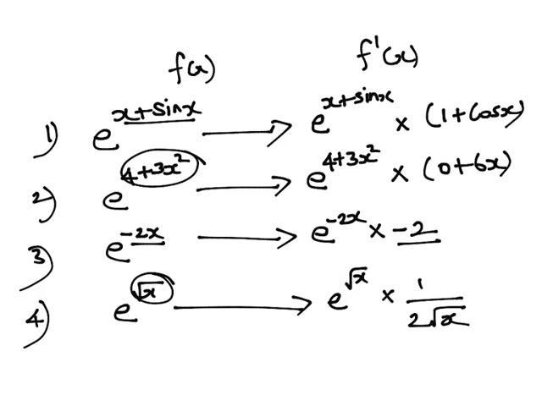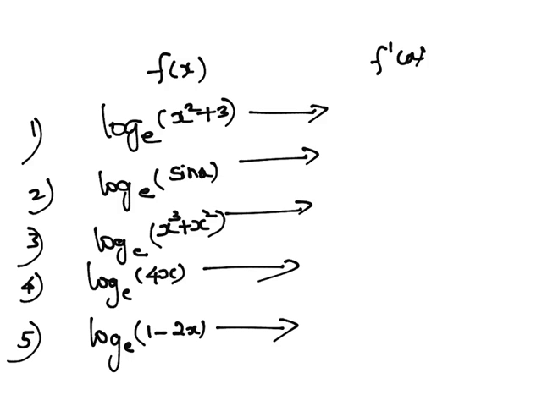Okay, so we saw trigonometric functions, we saw exponential functions. Let us see logarithmic functions now. Okay, let us look at these functions. I have given 5 logarithmic functions. First one is log of x squared plus 3 to the base e. All of them are natural logarithms. Second one is log of sine x. Third one is log of x cubed plus x squared. Fourth one is log of 4x. And fifth one is log of 1 minus 2x.